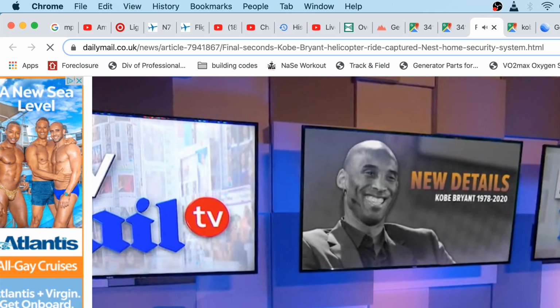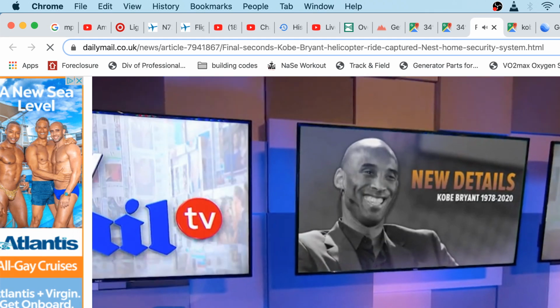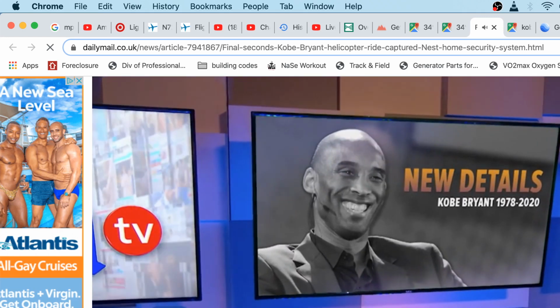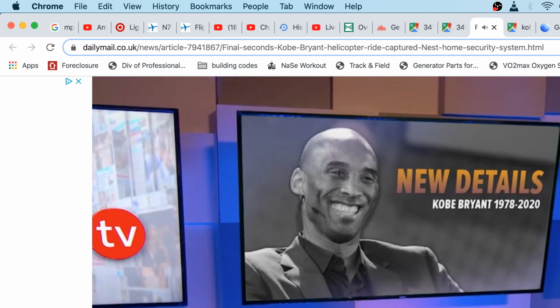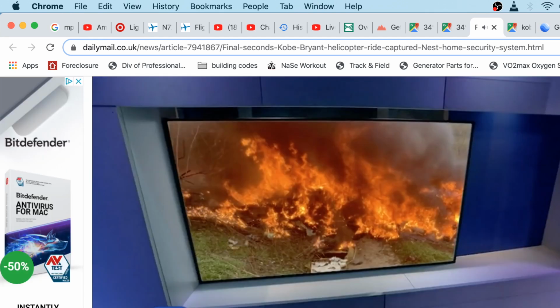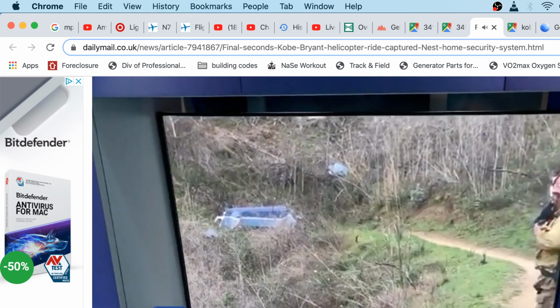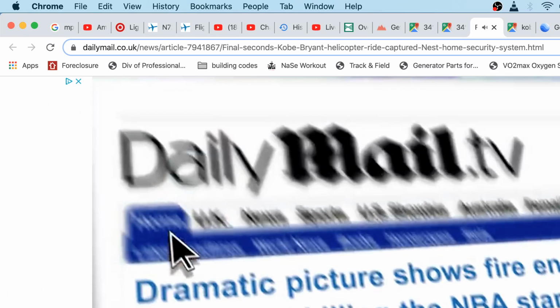We're learning new details about the helicopter crash that killed Kobe Bryant, his teenage daughter, and 7 others. Kobe's chopper exploded into a fireball after plunging 1,000 feet into a hillside north of Los Angeles. This comes as emergency teams struggle to recover all the bodies from the crash.